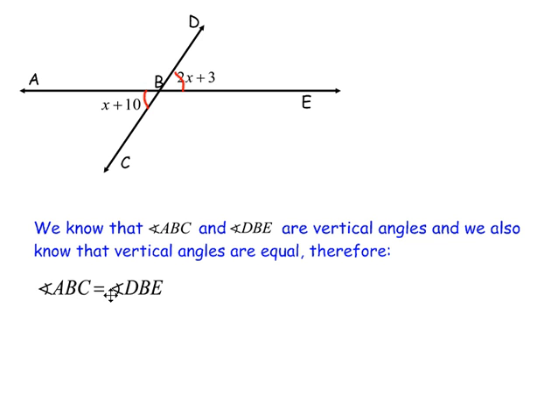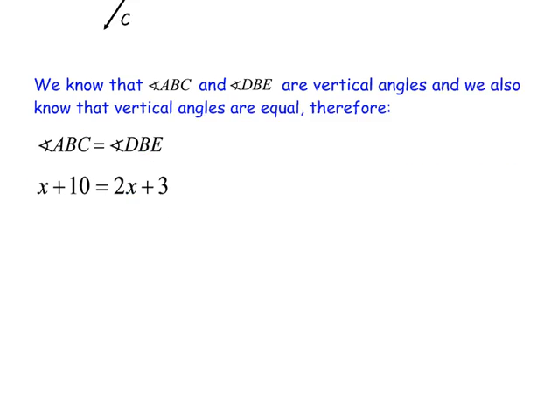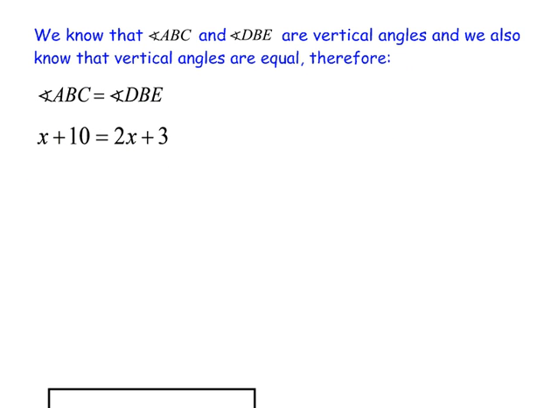So now, since I know that those two angles are equal, I could substitute the angle expressions into this equation here, and I would get x plus 10 equals 2x plus 3, right? I could just set the two angle expressions equal to each other because vertical angles are equal. So all that's really left to do now is solve for x and then find the angle measurement. So let's go ahead and do that. So let's solve for x.